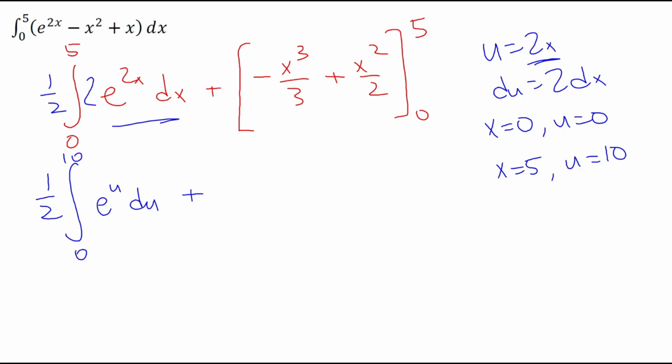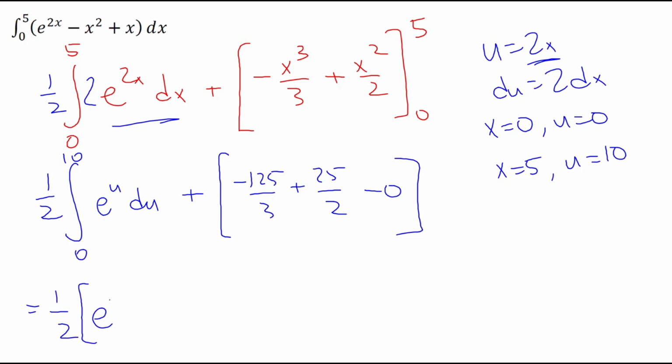And then we'll add to that this whole thing, which we can start evaluating right now if we want. Right? This is plus negative 125 thirds plus 25 halves, and then minus 0, because I plug in 0 to x cubed over 3 and x squared over 2. They're both equal to 0. Now we'll just do our integral here. So this is 1/2 of e to the u from 0 to 10. And then we will add to that this negative 125 thirds plus 25 halves.